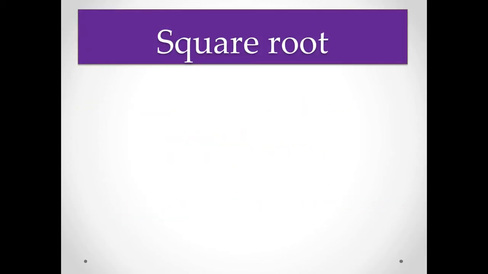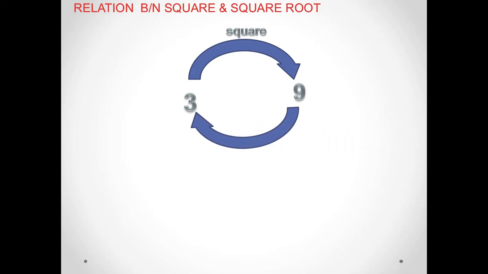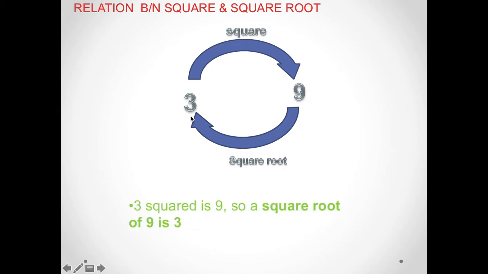Now what is a square root? A square root of a number is a value that can be multiplied by itself to give the original number. For example, we know that the square of 3 is 9. What about the square root of 9? It is 3. So it's just the opposite. Square root is the opposite of square. 3 squared is 9, so the square root of 9 is 3. It's just the opposite of each other.